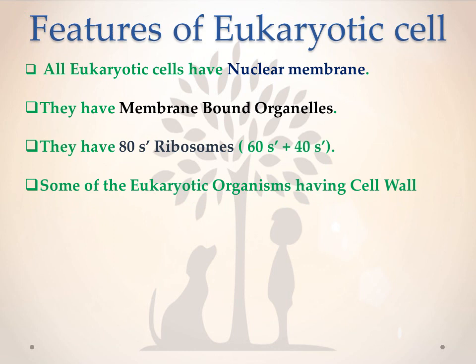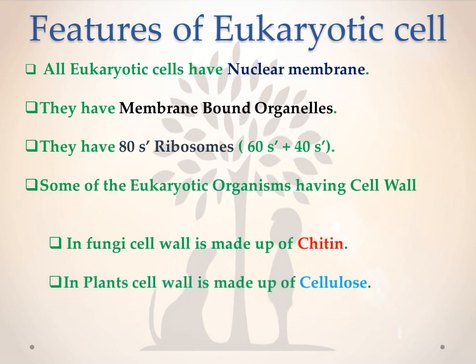Some of the eukaryotic organisms have a cell wall. As we know, the prokaryotic cell also has a cell wall, but what is the difference between them? Let us discuss it. In fungi, the cell wall is made up of chitin. In plants, the cell wall is made up of cellulose, and in animal cells there is no cell wall. So these are the two substances that make the cell wall, chitin and cellulose. But in the prokaryotic cell, the cell wall is made up of peptidoglycan.